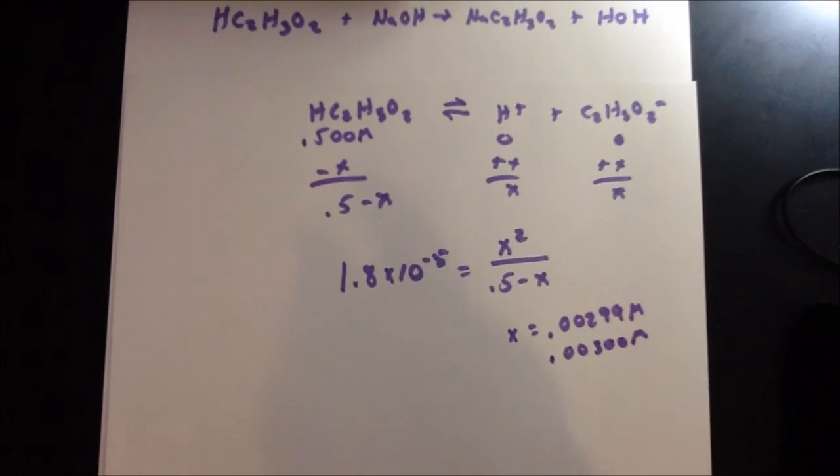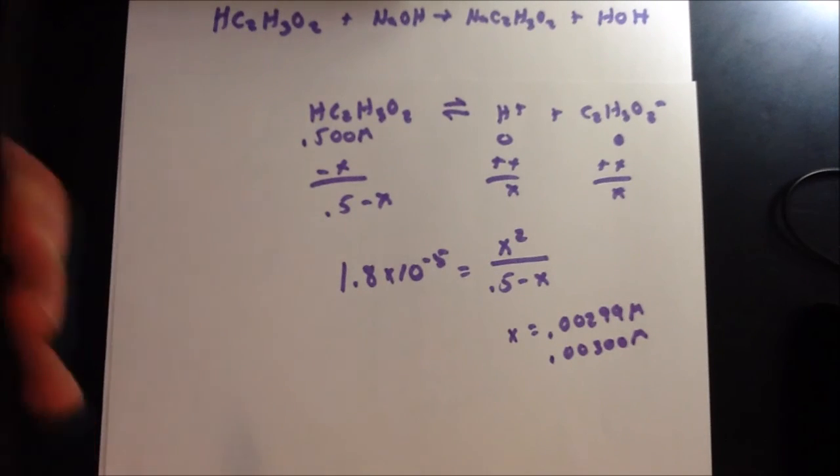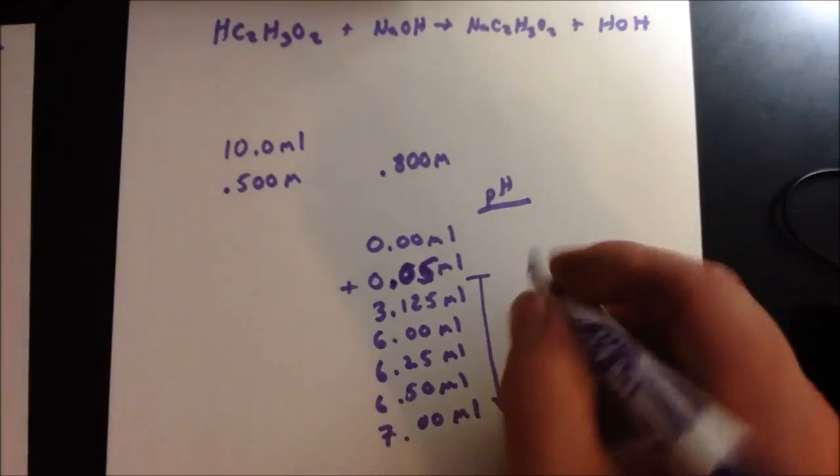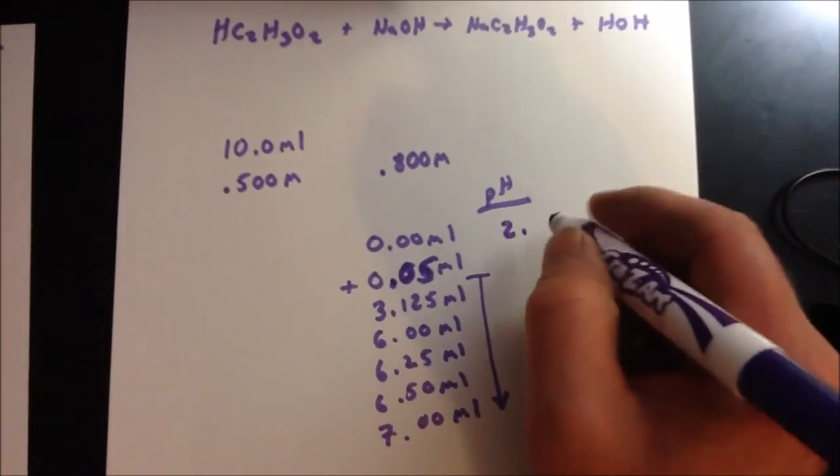Alright, so with that, how do I now find the pH? I'm going to do negative log of 0.00299, and I get 2.524. So the pH for the first problem is 2.524.